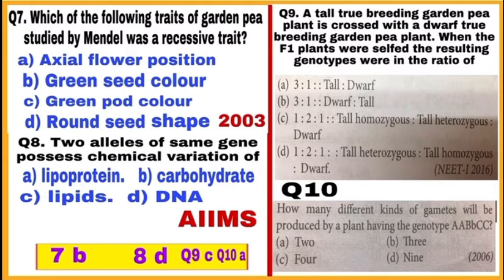Question number 10. How many different kinds of gametes will be produced by a plant having the genotype capital A, capital B, small b, capital C?